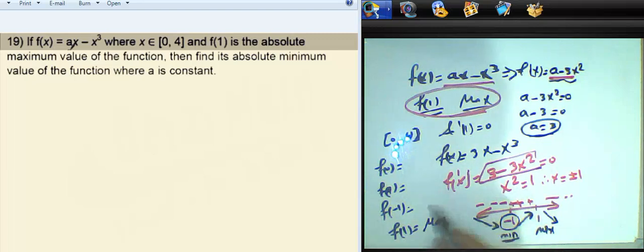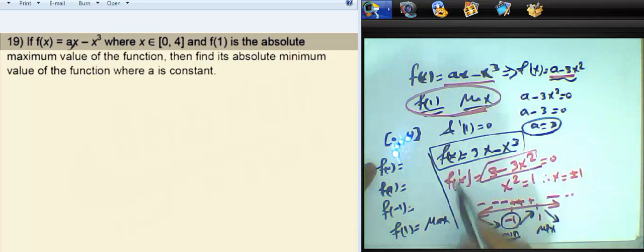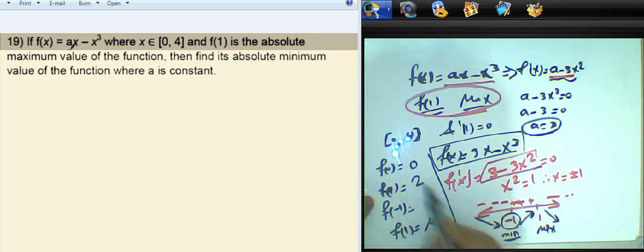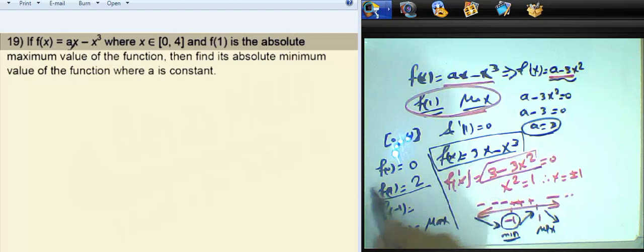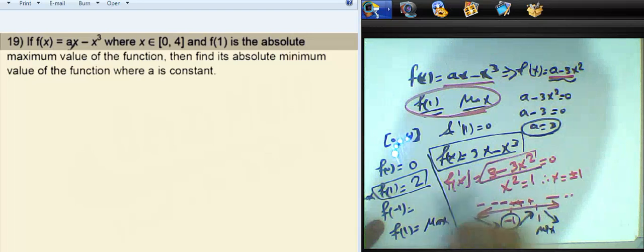He asked about the minimum. F of 0, put 0 in this function. F of 0 equals 0. F of 1, 3 minus 1 equals 2. Okay, f of 1 is the maximum here. About the minimum, if negative 1 here, it will be negative 3 plus 1. Negative 3 plus 1 equals negative 2.